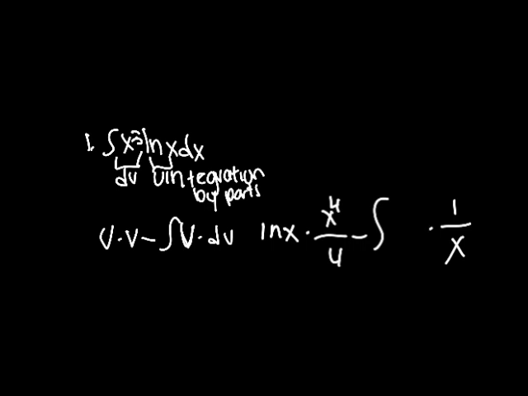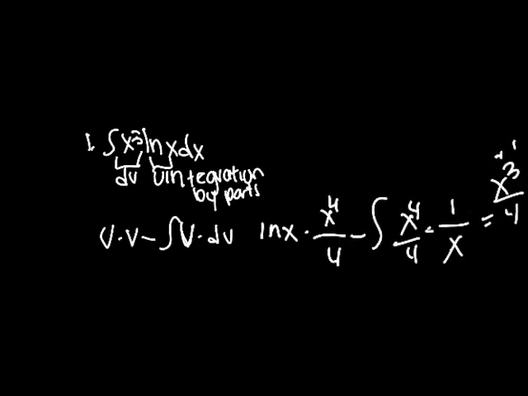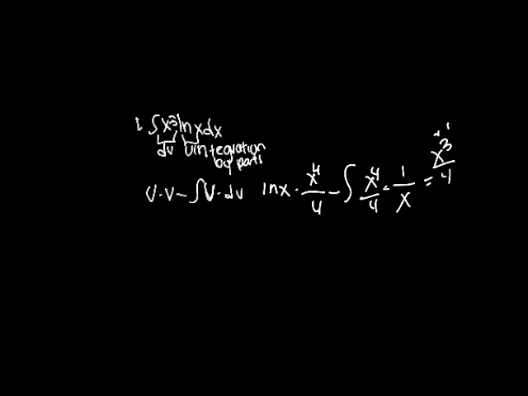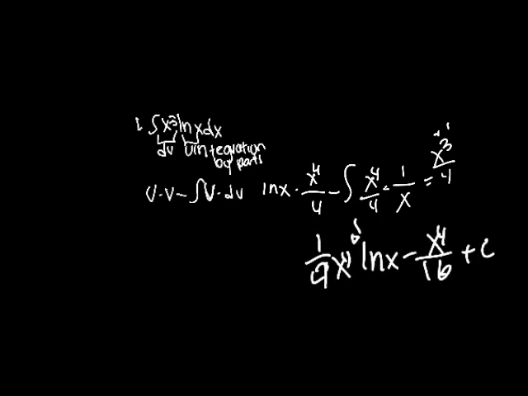The integral, into not integral, and the v value is x^4 over 4. You put these together, this will convert to x^3 over 4, and you integrate that, and you should end up with this value after integrating everything and adding it together: 1/4 x^4 ln x minus x^4/16 plus c.